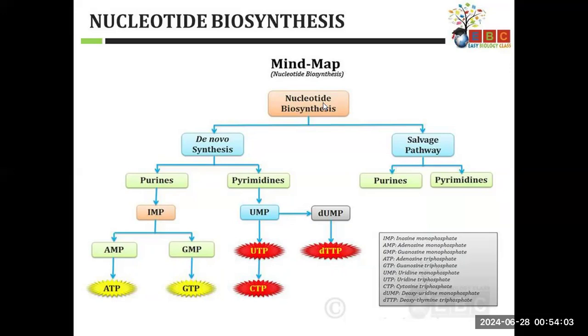As far as the pyrimidines are concerned, the parent nucleotide which is synthesized first during de novo synthesis of pyrimidines is UMP, uridine monophosphate. From this, we can get the deoxy-UMP that is converted, reduced, to deoxy-TTP or thymine triphosphate. And from UMP, we can get the formation of UTP and CTP.